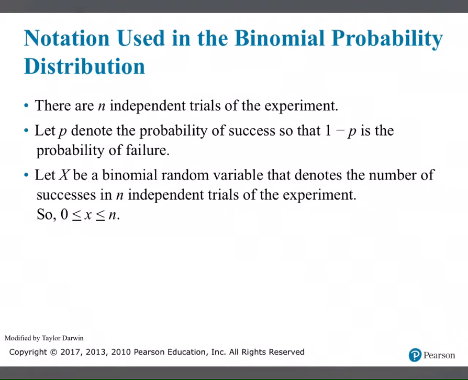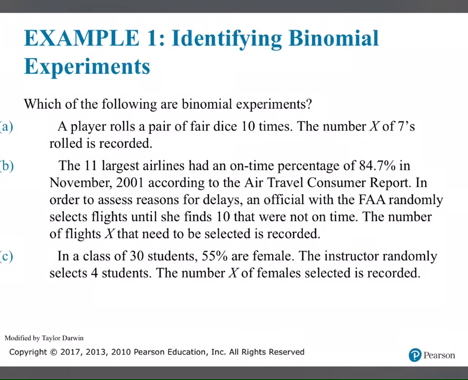So there's some notation that we can look at. N dictates how many trials. P deals with the probability of success. And so if you want to find the probability of failure, that's 1 minus P. X is the binomial random variable, and so it needs to be somewhere between 0 and N. Here's a couple examples that we're going to look at to see if they are binomial experiments or not.